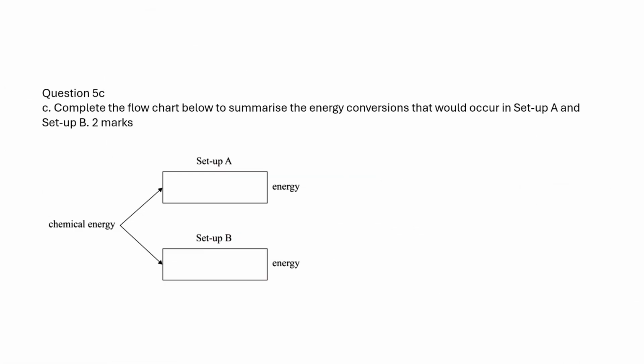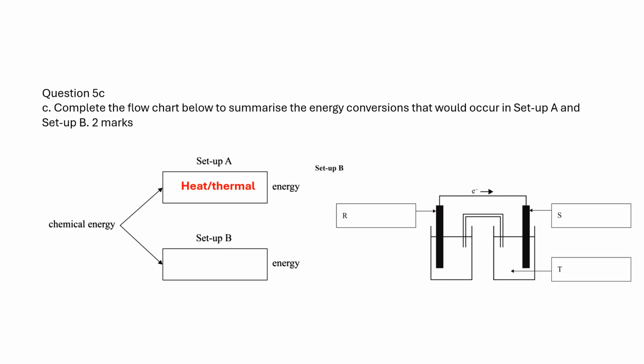Both setup A and B involve oxidation. In setup A, Fe metal is converted into Fe ions, and electrons do not flow through an external electric circuit. So, the chemical energy is converted into thermal energy in setup A. In setup B, the electrons flow from the anode to the cathode through the external circuit. So, the chemical energy is converted into electrical energy in setup B.